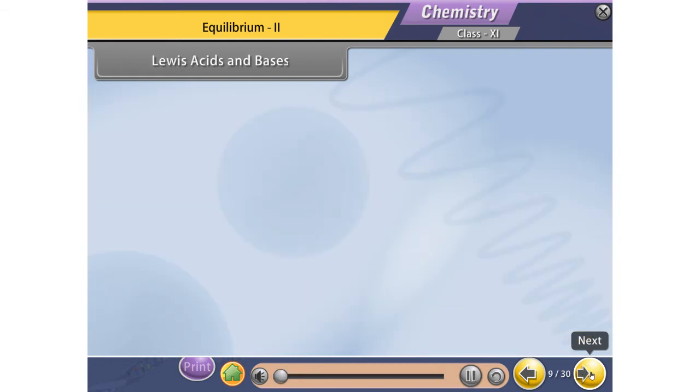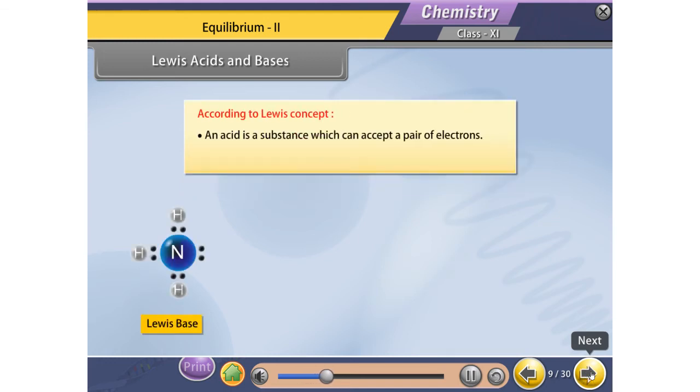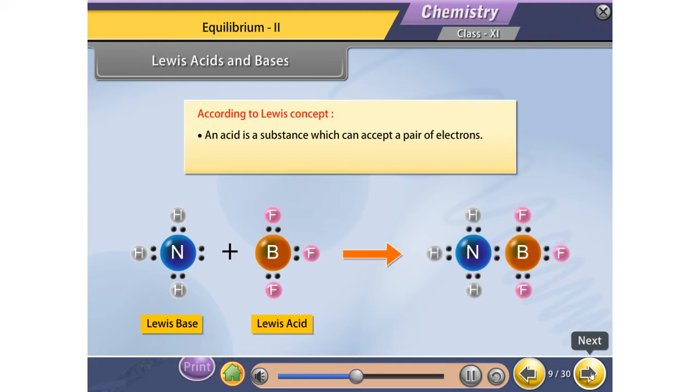Assessment: Lewis acids and bases. According to the Lewis concept, an acid is a substance which can accept a pair of electrons. A base is a substance which can donate a pair of electrons. For example, in the reaction, BF3 acts as an acid.